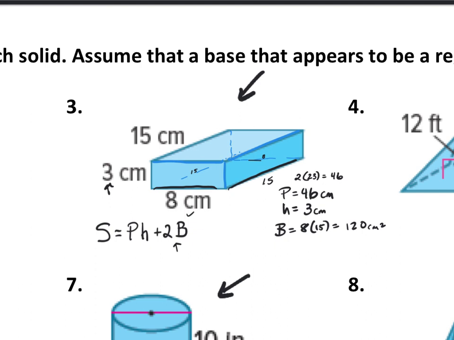Okay, so now when we look at this, we are going to have the surface area, filling it in. The surface area is equal to the perimeter of the base, which is 46, times the height, which is 3, plus 2 times the area of the base, which we calculated at 120. And that is going to equal then, doing some math, 138 plus 240, and adding those two things together, I get 378 centimeters squared.